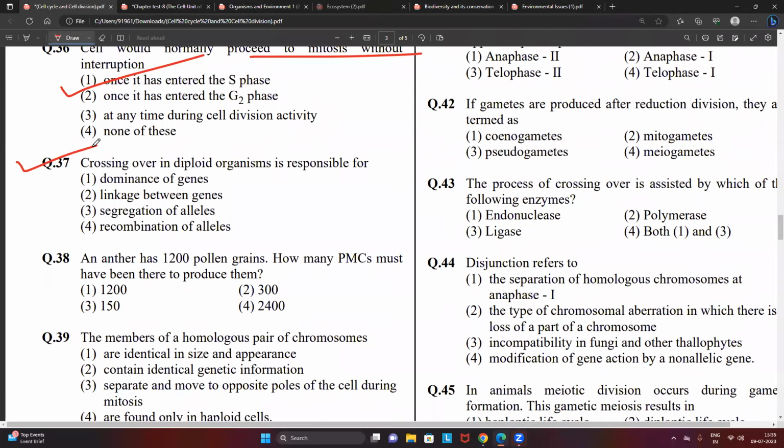Question number 37. Crossing over in diploid organisms is responsible for. Slowly, friends, slowly. They're asking what is the significance of crossing over. Very good. Crossing over is majorly responsible for recombination. See, I encourage every one of you to answer the question very fast. I encourage everyone, but I also encourage everyone to look at the question correctly.